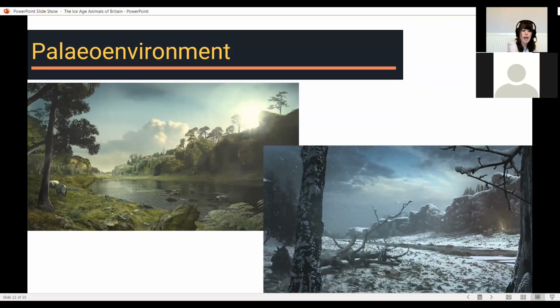So the methods found that from Trafalgar Square, the summer temperatures were around 20 to 21 degrees Celsius, and the winter temperatures were around 1.5 to 3 degrees Celsius.